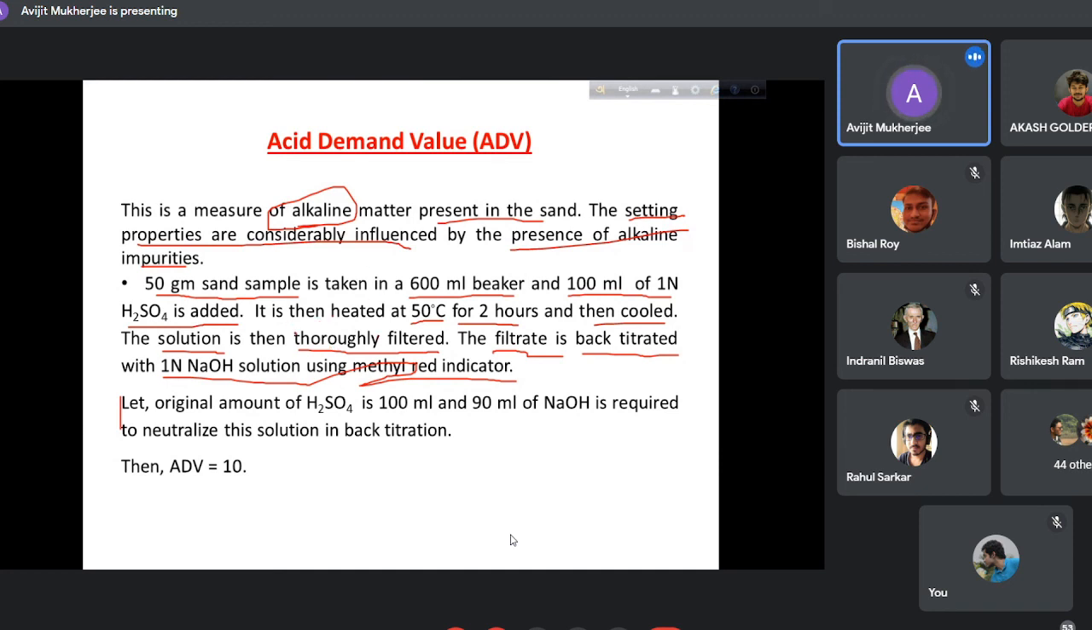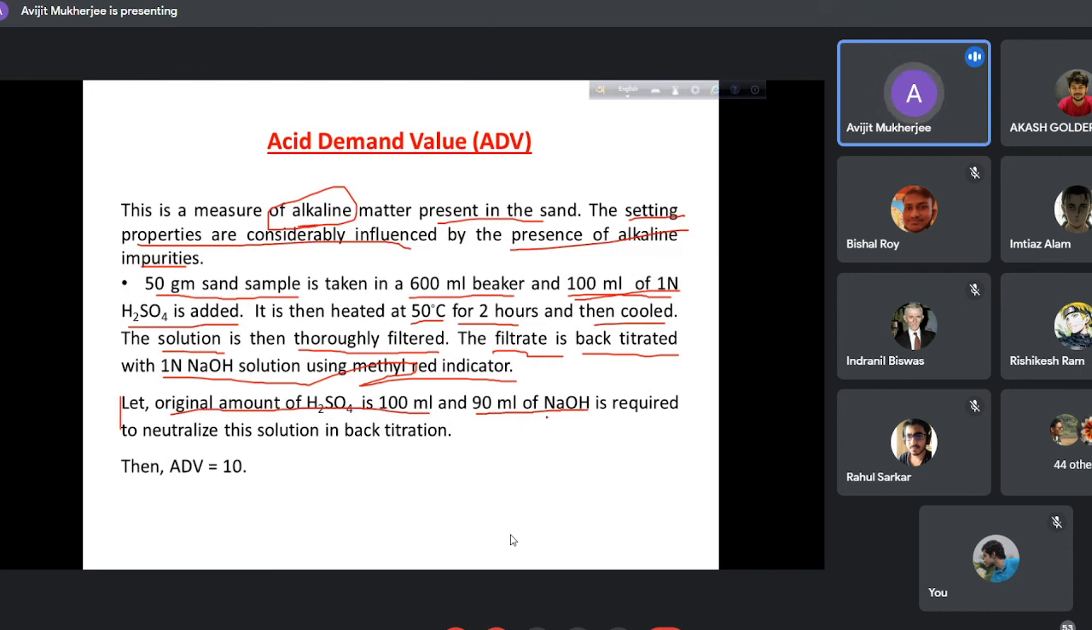This is the standard to be followed. And obviously there are various difficulties. Not that simple. Using burette, pipette, all these are very difficult. But theoretically you should write at least this. And let us see how to utilize this result. Say the original amount of sulfuric acid is 100 milliliter. We are taking 100 milliliter of one normal H2SO4 and 90 milliliter of NaOH is required.